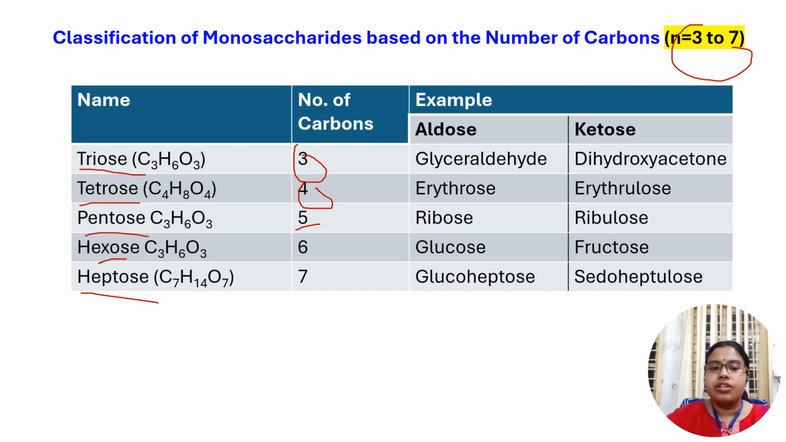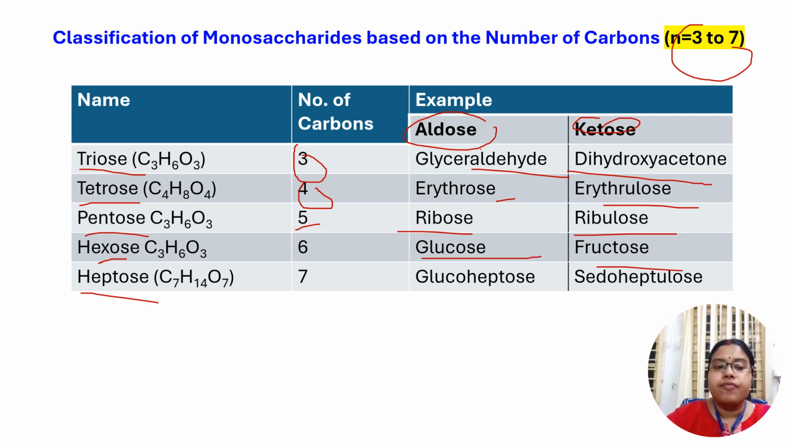Each category we can again classify into two parts: one is aldose and another one is ketose. Under the aldose, the triose family member is glyceraldehyde. Under the ketose, the triose family member is dihydroxyacetone. Similarly, in the tetrose family, it is erythrose and erythrulose. Under the pentose, it is ribose and ribulose respectively. For the hexose, it is glucose and fructose. And for the heptose, it is glucoheptose and pseudoheptulose.